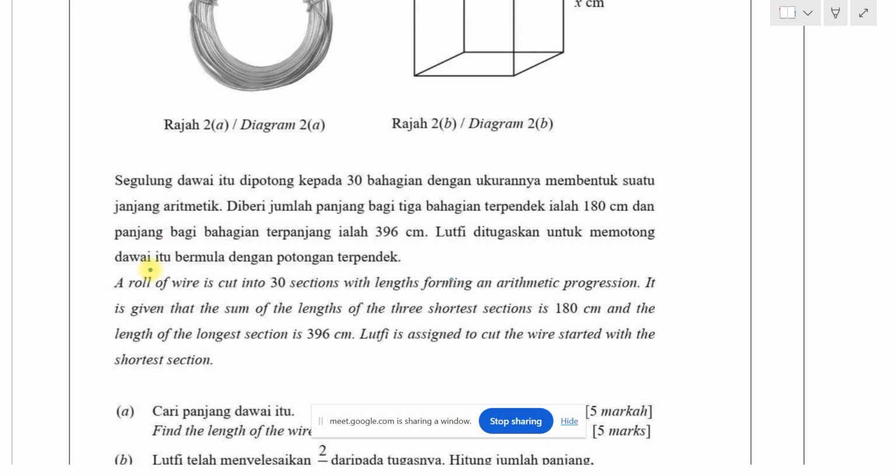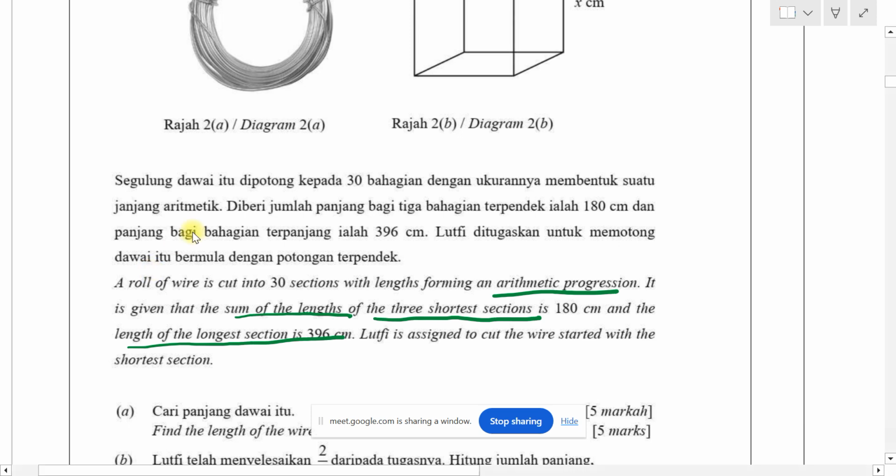30 sections with the lengths forming an AP. It is given that the sum of the lengths of the three shortest sections is 180 centimeter and the longest section is 396 centimeter. Luffy is assigned to cut the wire, starting with the shortest section.